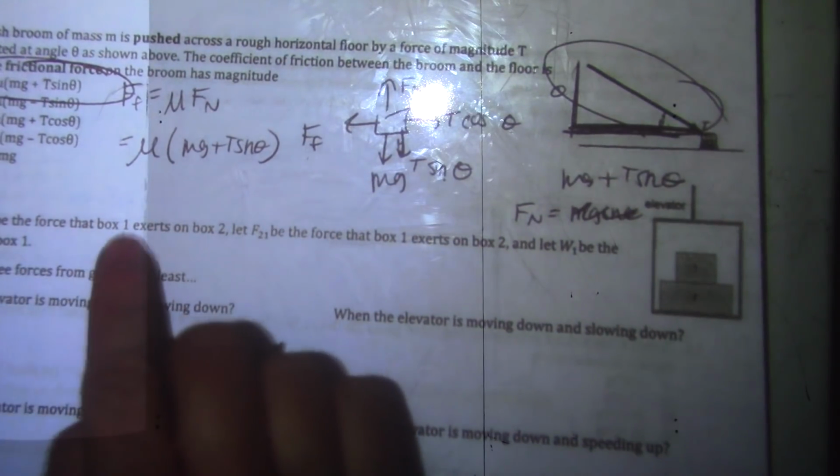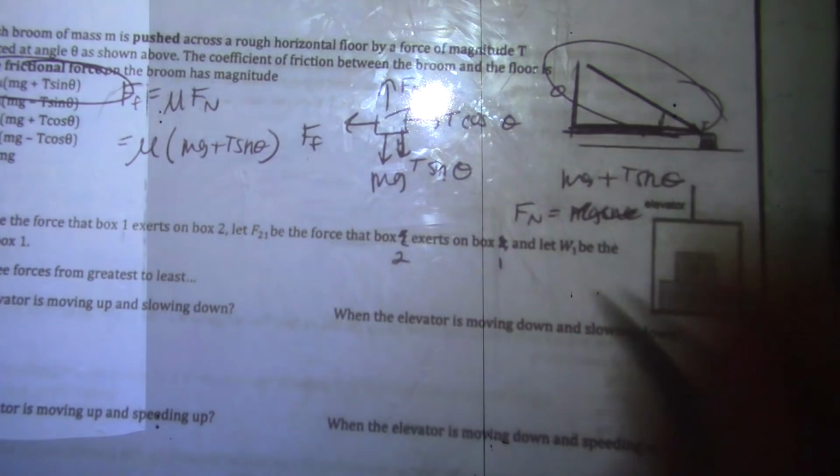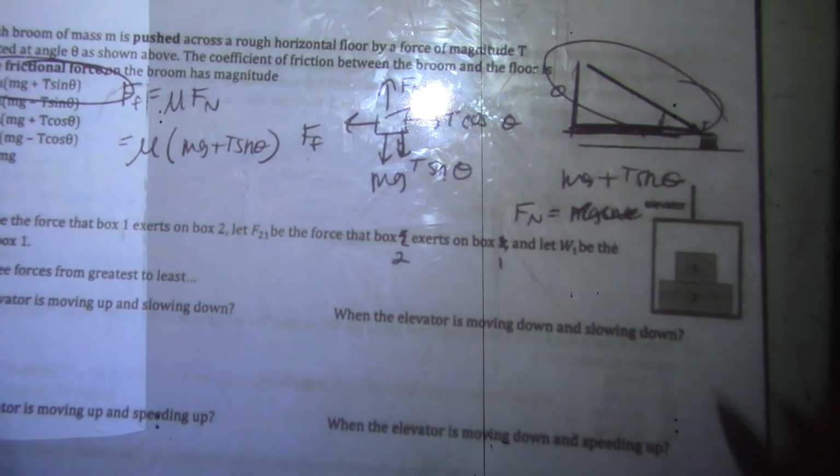F12 is the force of 1 on 2, F21 is the force that was supposed to be 2 on 1, it's just a typo. And W1 is the weight of box 1, and I'm ranking these three forces.